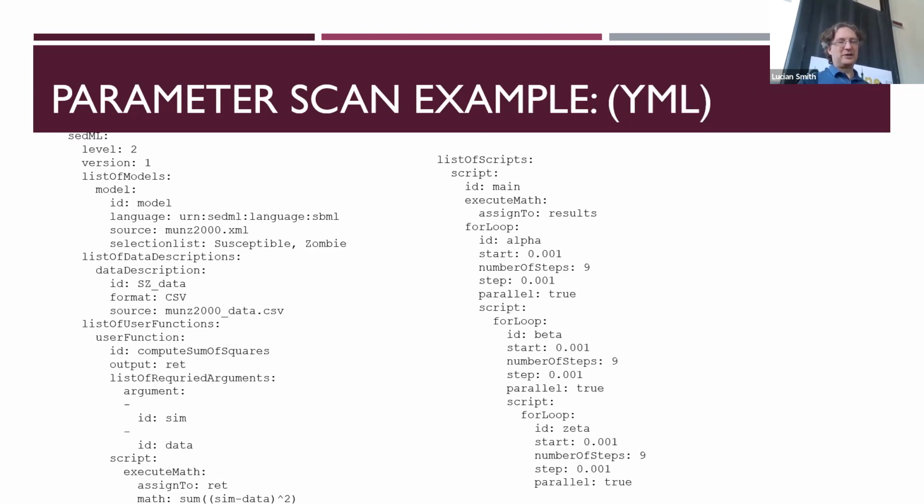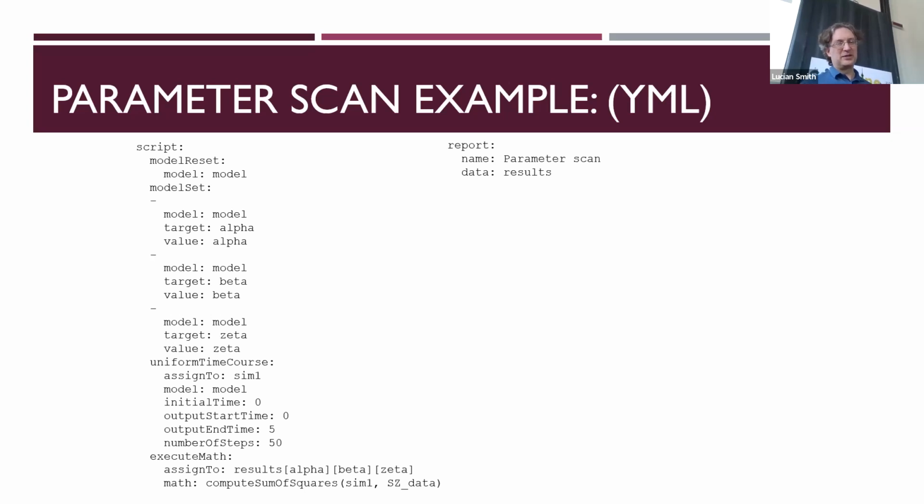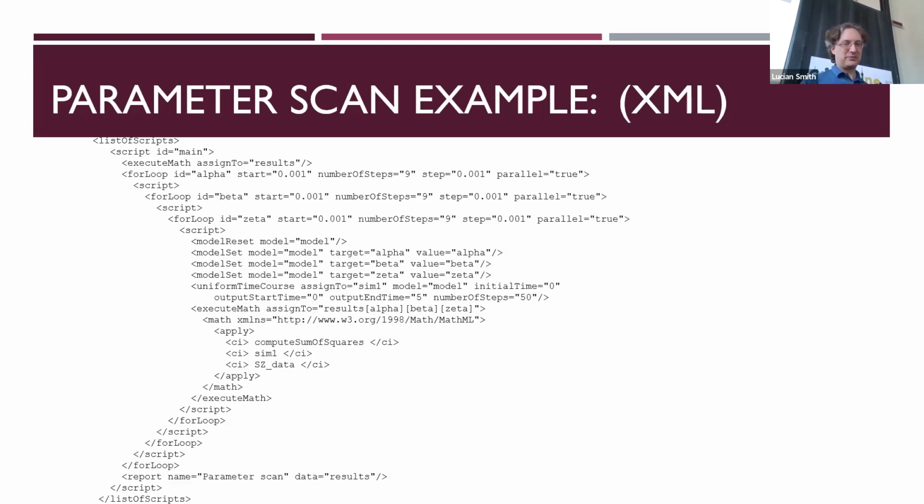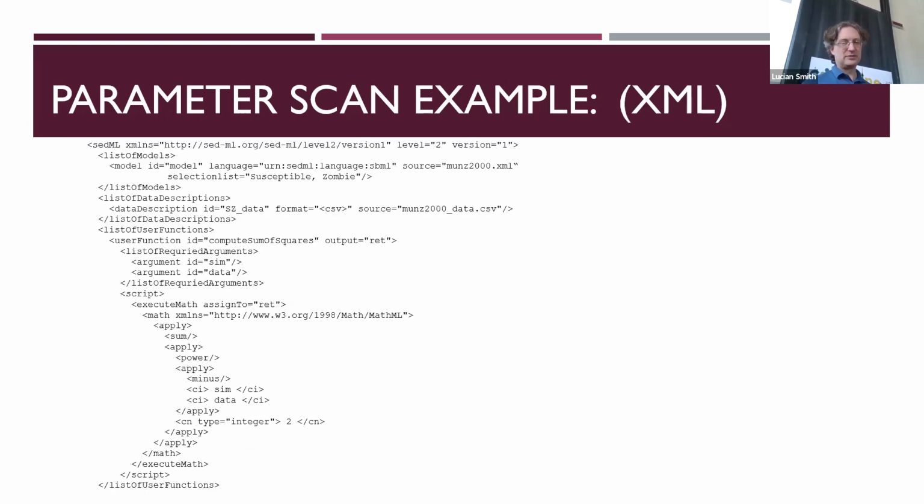YAML page 1, YAML page 2, because the YAML is huge and really tall. And then here's your XML version, page 1, page 2 for that. And that is all my examples. So thank you for being here for that whole talk.